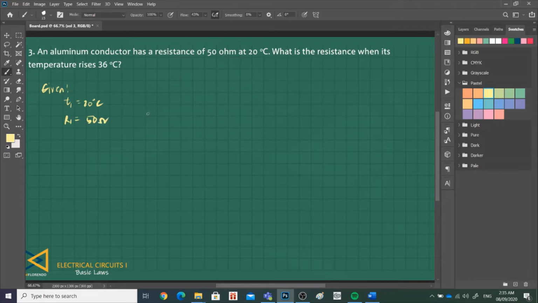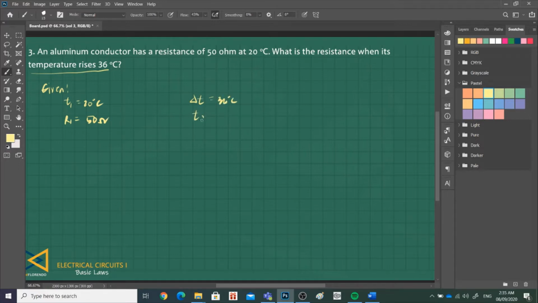Paano natin na-identify na ito ang initial condition? First is, yung 20 degrees is the normal room temperature. So, yan yung ating resistance, 50 ohms. Next, yung sinabi niya kasi dito that there is a temperature rise. Kapag sinabi natin temperature rise, ito na yung delta T mo. Okay? So, delta T is 36 degrees Celsius.